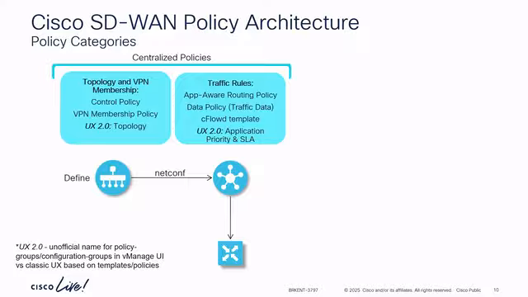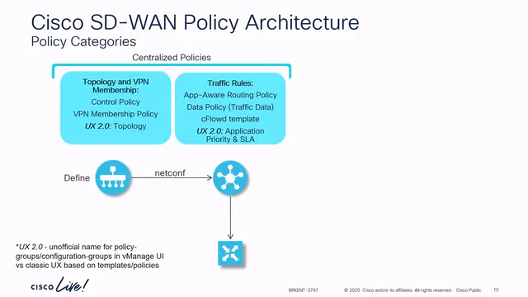And traffic rules. Again, there are classic traffic rules like application-aware routing policy, data policy, and CFlowD templates. But in UX 2.0, we call them just application, prioritization, and SLA. Although under the hood the details and complexity remain, right? So we still split those policies into data and application-aware routing policies.